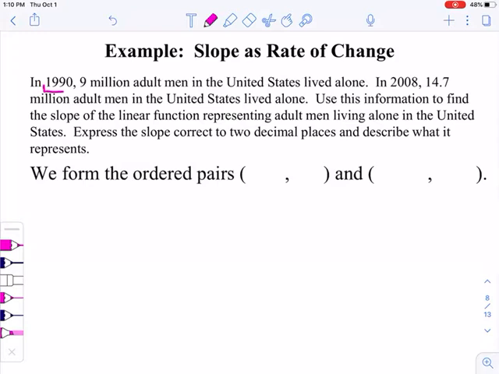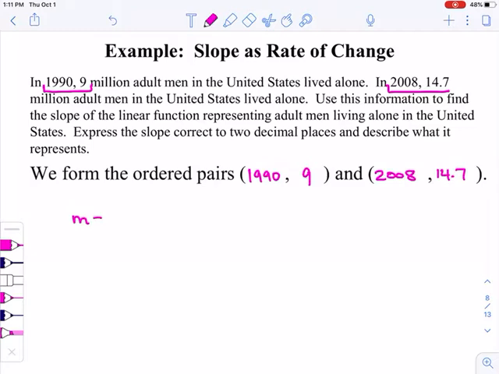So if we take a look, in 1990, we had 9 million adult men. So what is our input? We're talking about an input of the year 1990. We're going to output 9 million adult men. In 2008, input 2008, we're going to output 14.7 million adult men.